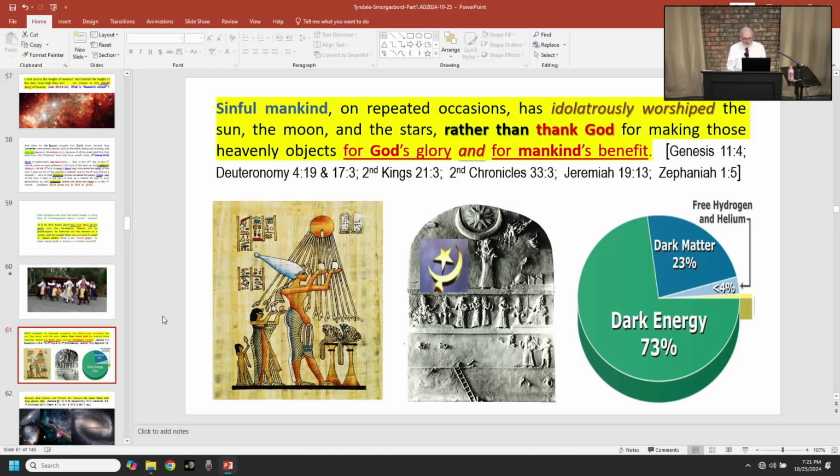But many, because we are a fallen race, have, instead of thanking God for making the heavens, worshiped the heavens. And so instead of blessing the blesser and thanking him for the blessings, they have worshiped the blessings themselves. And so they worship the sun and they worship the moon.